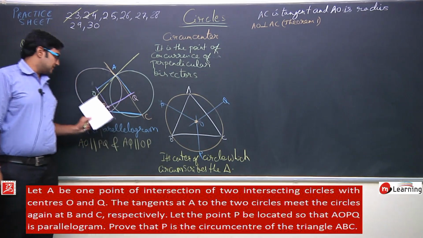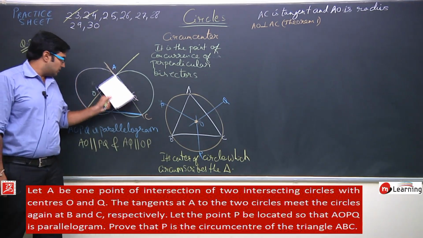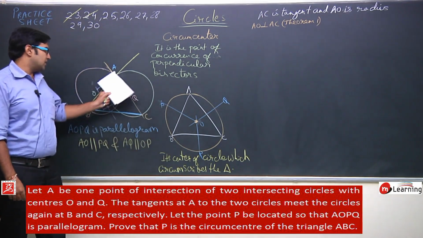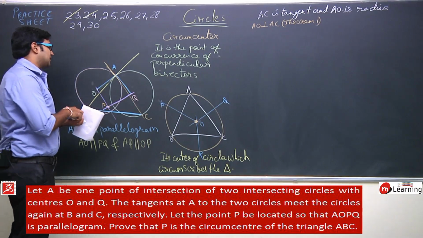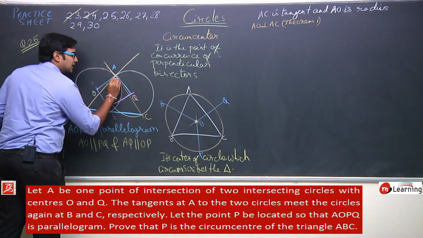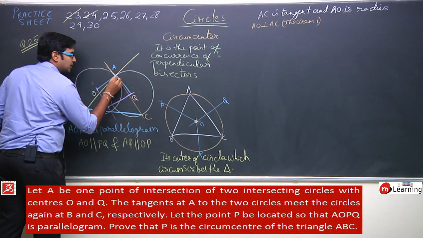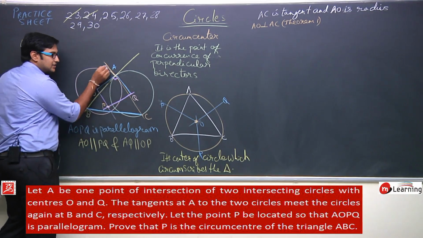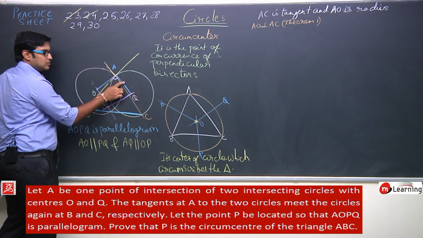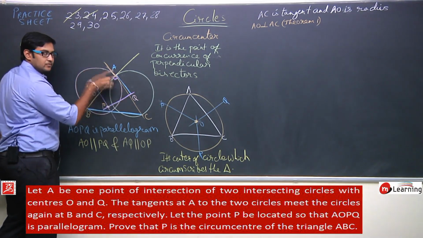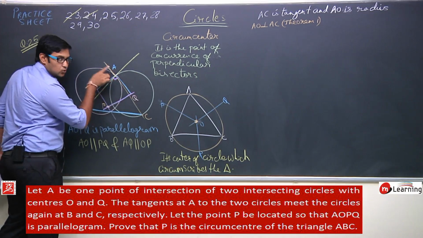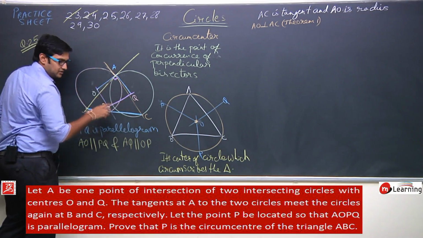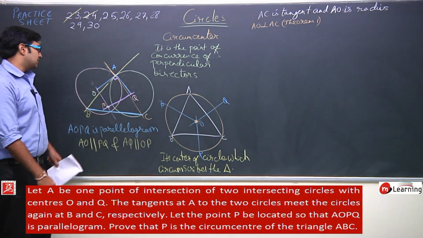According to theorem 1, this AO is the radius and it is perpendicular to the tangent at the point of contact. So this AO is perpendicular to AC. It means this particular angle is 90 degrees. That is this blue line and this orange line. This AC, not AQ. I am talking about AO, this line, and AC, this line. So these two lines are perpendicular to each other.